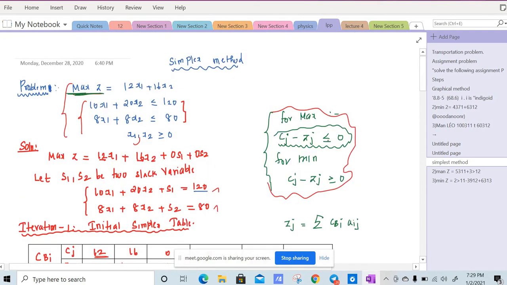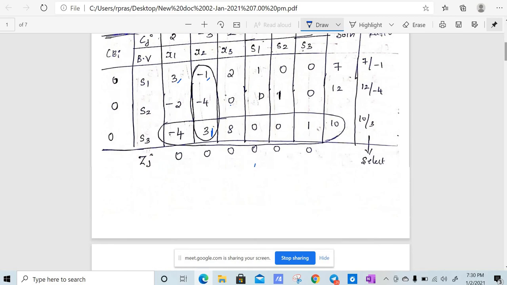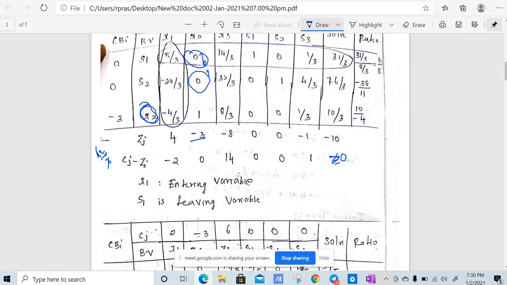This is what I have explained in the very basics. For maximization, all values of Cj minus Zj have to be less than or equal to 0. And for minimization, Cj minus Zj has to be greater than or equal to 0. But here you can see it is not greater than or equal to 0. So what is the most negative value? We need to choose the most negative value because our objective function is minimization. So this is our key column. Now you find the ratio, the solution divided by key column row.